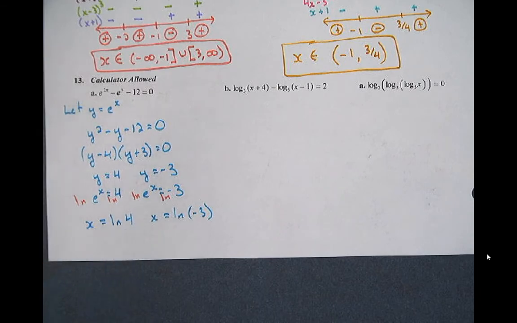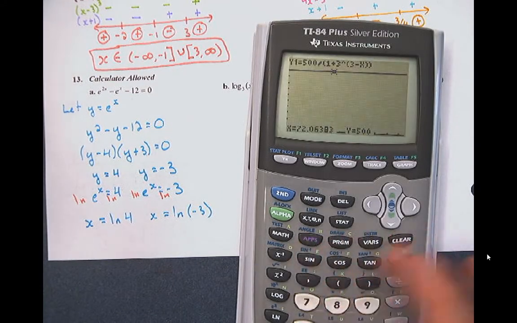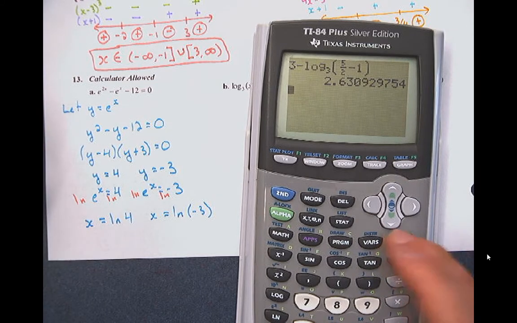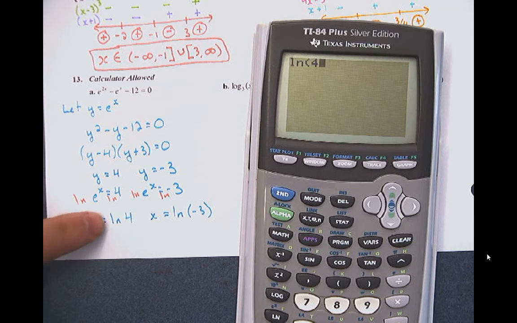So natural log of 4, calculator allowed. Now you could leave this as natural log of 4. You do not have to actually calculate it unless they say that you have to put it in its decimal form. These are acceptable answers.